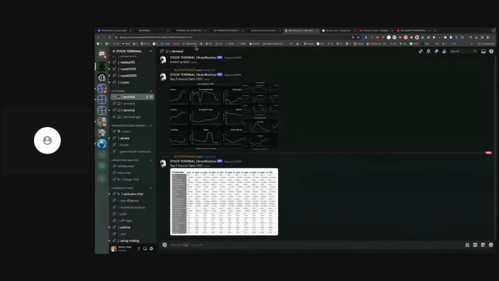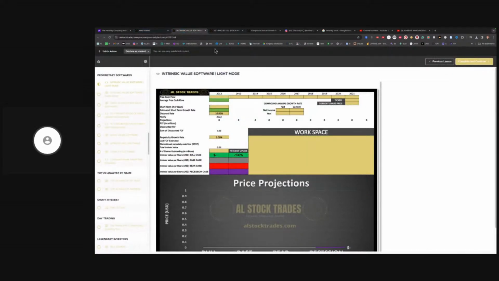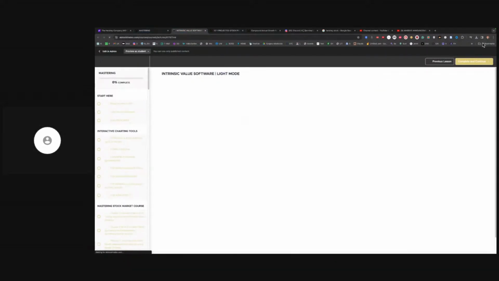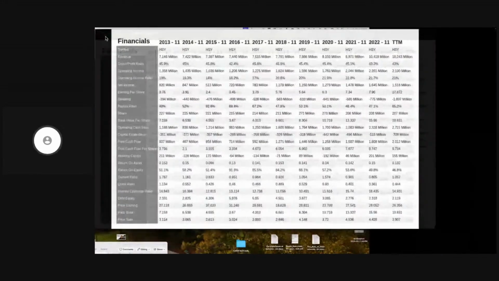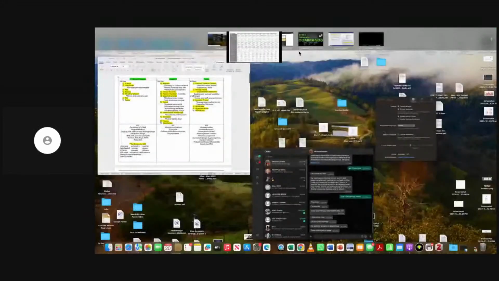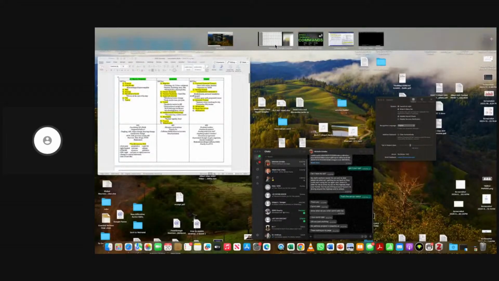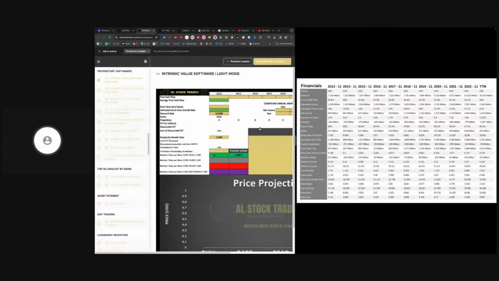Okay, so now we got this, and now that we have the intrinsic value, let's pull up this guy. Let's go ahead and refresh the page here. I'm trying to do this correctly. If I push this up and put this here, we should be able to divide out the screen. Beautiful. Okay.